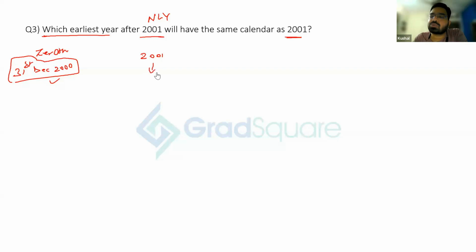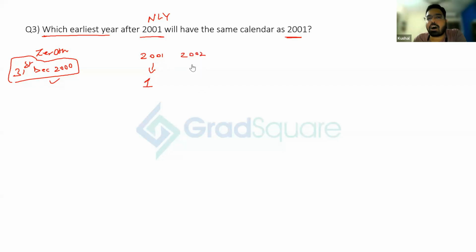How many odd days 2001 will have? Is this a non-leap year or a leap year? Rishika, that's incorrect. Be careful. 2001 alone is what I'm talking about. It's a non-leap year, right? So a non-leap year will have how many odd days? Just one. Clear?